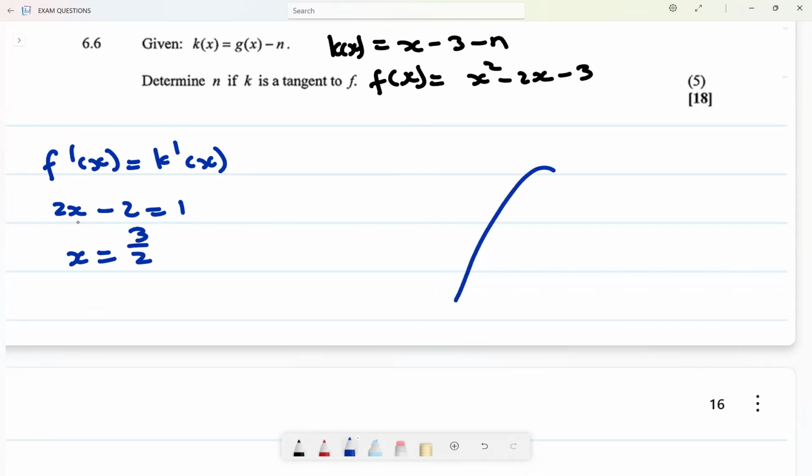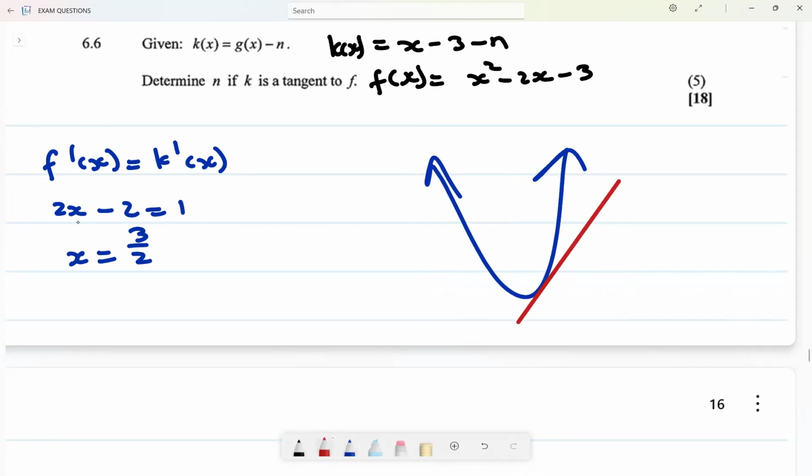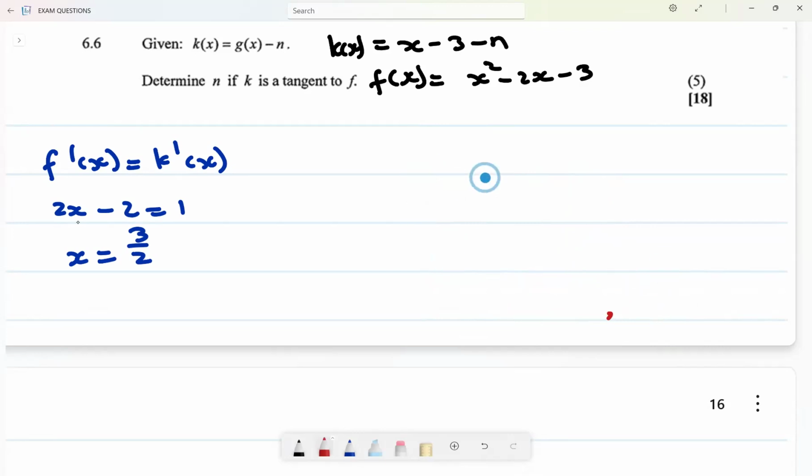Okay. So the point where they meet, here, the x is 3 divided by 2. But now how can I find y? The y value. I know that the y value of f of x is the same as the y value of k of x. Why? Because they share the same x, they share the same y. So what do I mean by that? It means the y coordinate of f when x is equal to 3 divided by 2 is equal to the y coordinate of k when x is equal to 3 divided by 2.